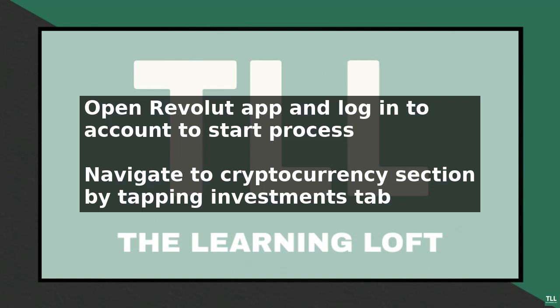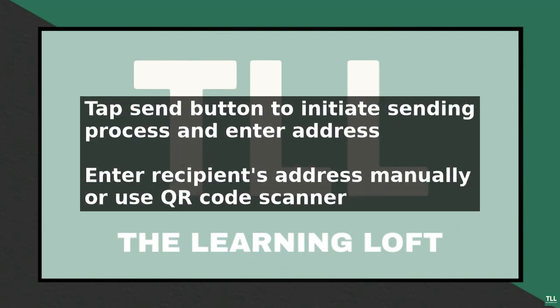First, open the Revolut app and log into your account. Navigate to the cryptocurrency section by tapping on the Investments tab. Here, you will see a list of available cryptocurrencies, including Bitcoin. Select Bitcoin from the list to proceed. Next, tap on the Send button to initiate the sending process.